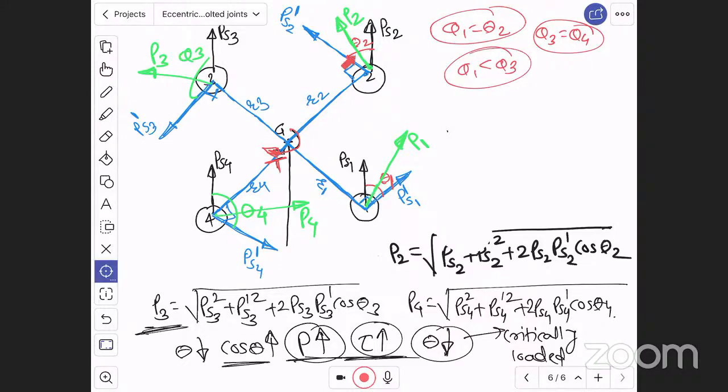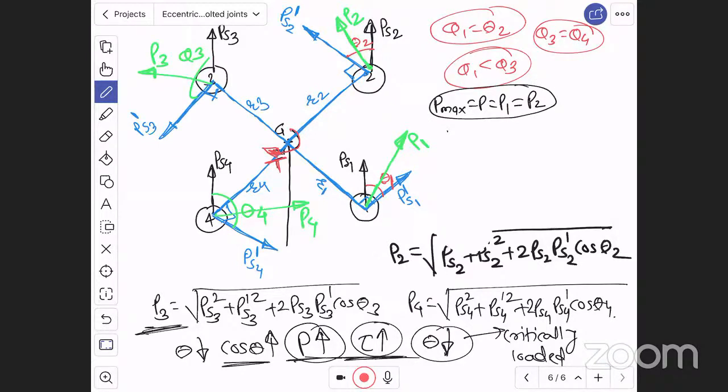See, theta 3 and theta 4 are more than 90 degree. Theta 1 and theta 2 are less than 90 degree, right? Therefore bolt 1 and 2 are critically loaded. Therefore design load maximum is equal to P1. This is design load, which is nothing but equal to P2. These are the design loads.